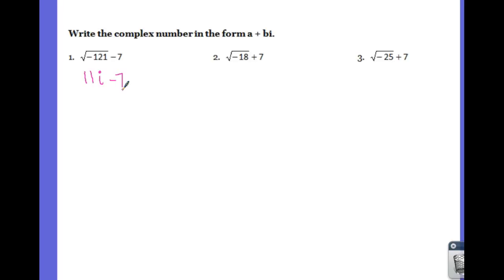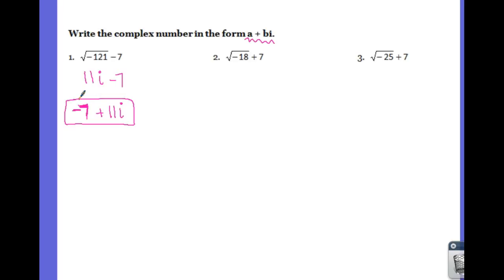The stinky part about this is that it says in the form a plus bi. So typically when we write these complex numbers, we put the real part first. So in this case, the a is the negative 7, and the bi is the plus 11i. So in true a plus bi, or true complex number form, it should be negative 7 plus 11i.